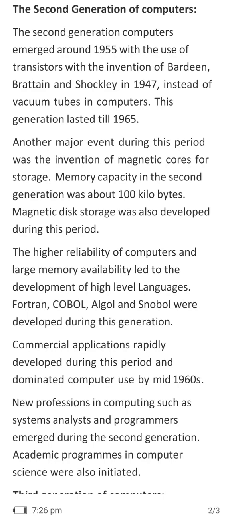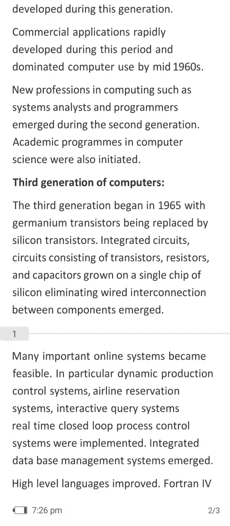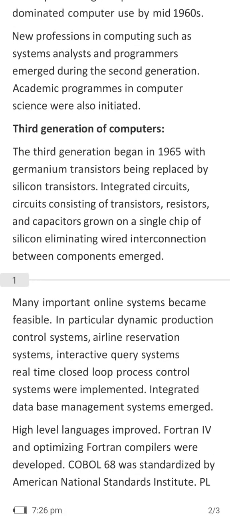The higher reliability of computers and large memory availability led to the development of high level languages. They are Fortran, COBOL, ALGOL, and SNOBOL, etc., during the second generation. Commercial applications rapidly developed during this period and dominated computer use by the 1960s. New professions in computing, such as system analysts and programmers, emerged during the second generation only. Academic programs in computer science were also initiated in the second generation itself.